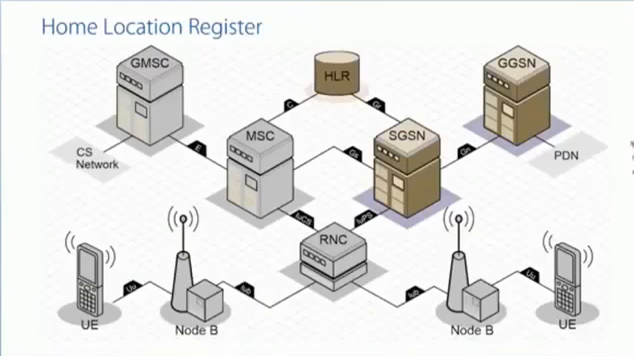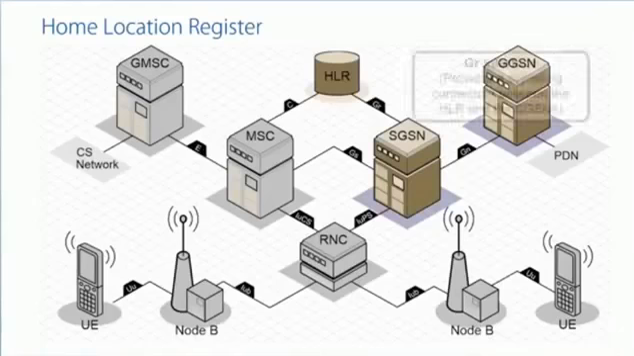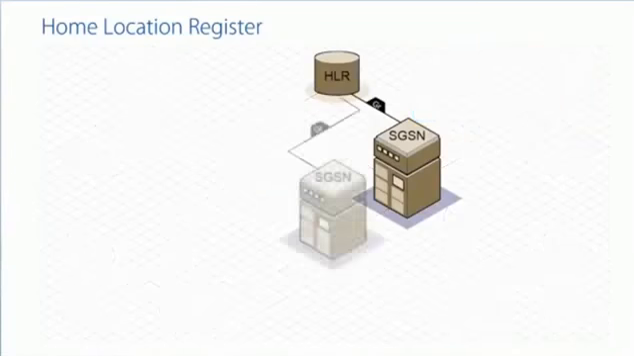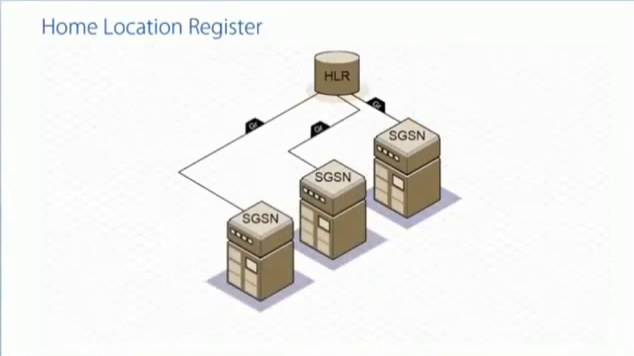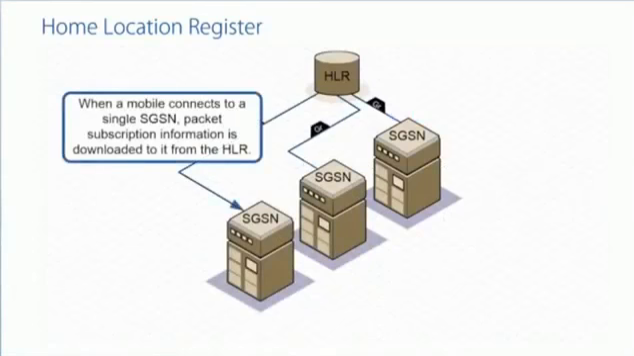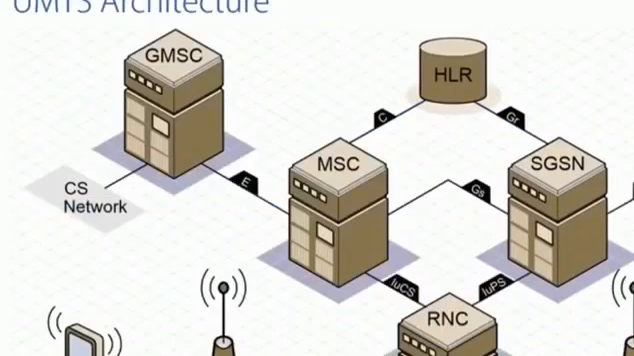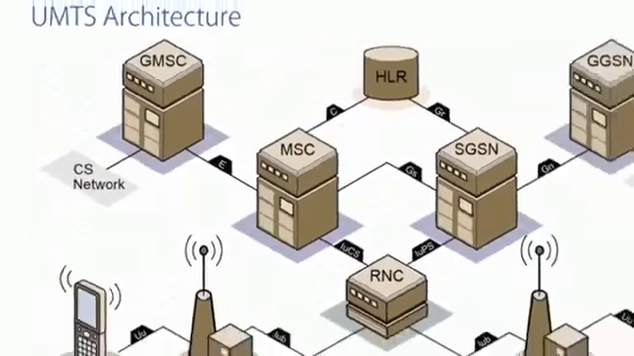The other thing to point out is we also have connectivity towards the HLR. So like we had the C interface on the circuit switch side, we've got the Gr. G again for GPRS, R I always remember register. It's a HLR, it's a register. So we have this Gr interface downloading your profile information. So as you connect, you will connect onto one SGSN and we will download your profile information to that SGSN. Obviously different users on different SGSNs, the HLR will be downloading the profile to the right SGSN for that particular subscriber. So that concludes a look at all the key functions in the UMTS architecture.